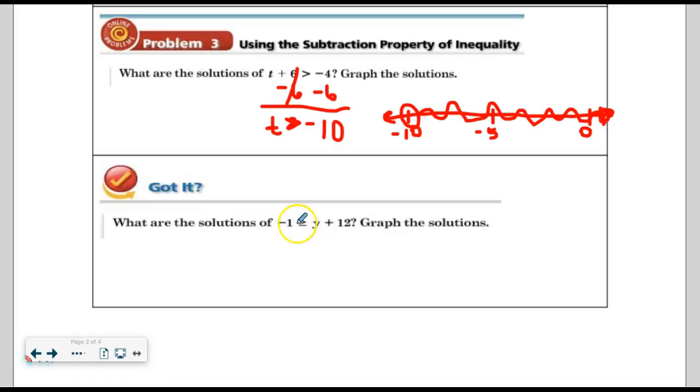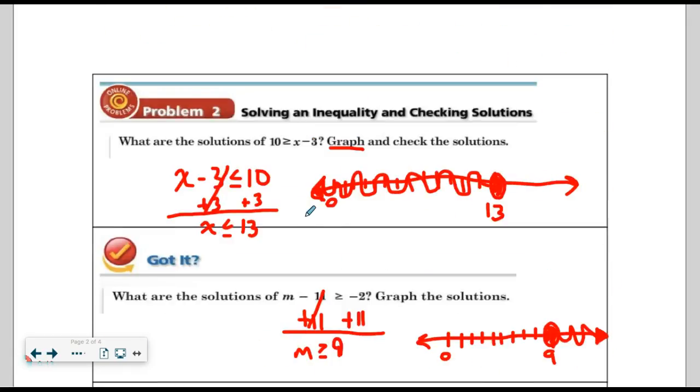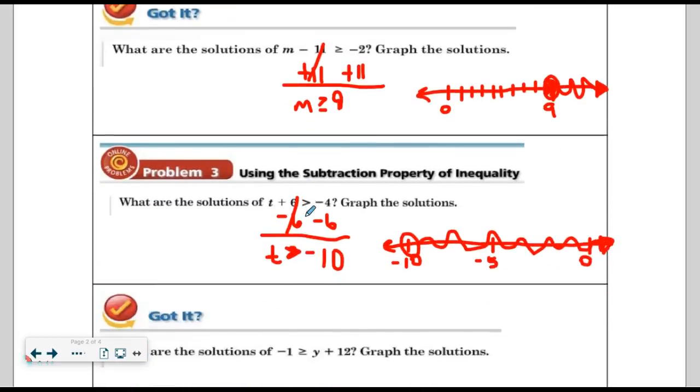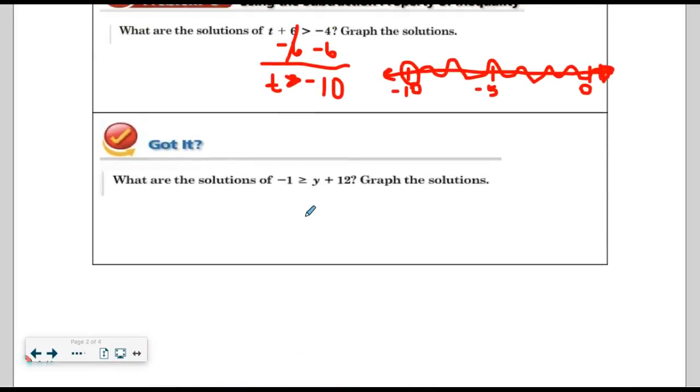Your turn for the next one. Again, don't forget, I recommend flipping this around. So if you need to look back to the previous example to remind yourself how to do that, go ahead. Otherwise, try this one on your own. Pause the video and resume when you are done.